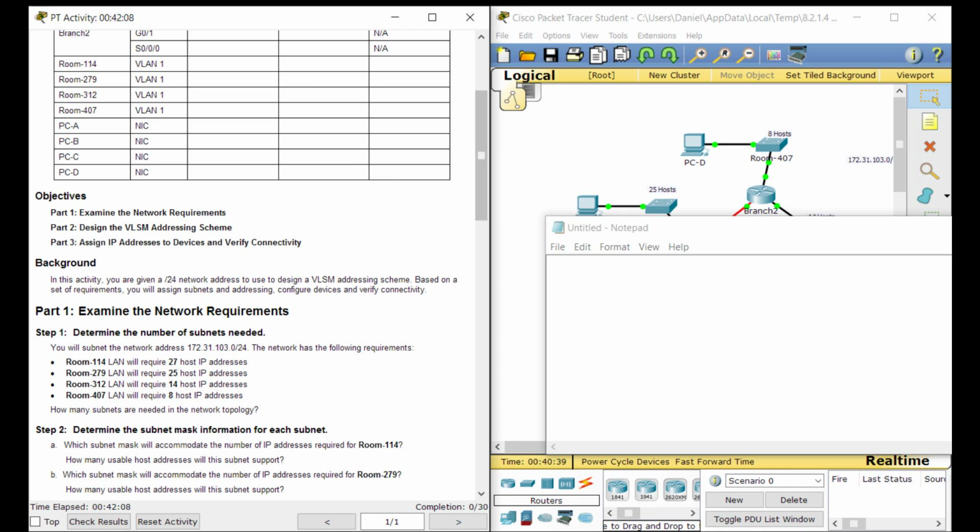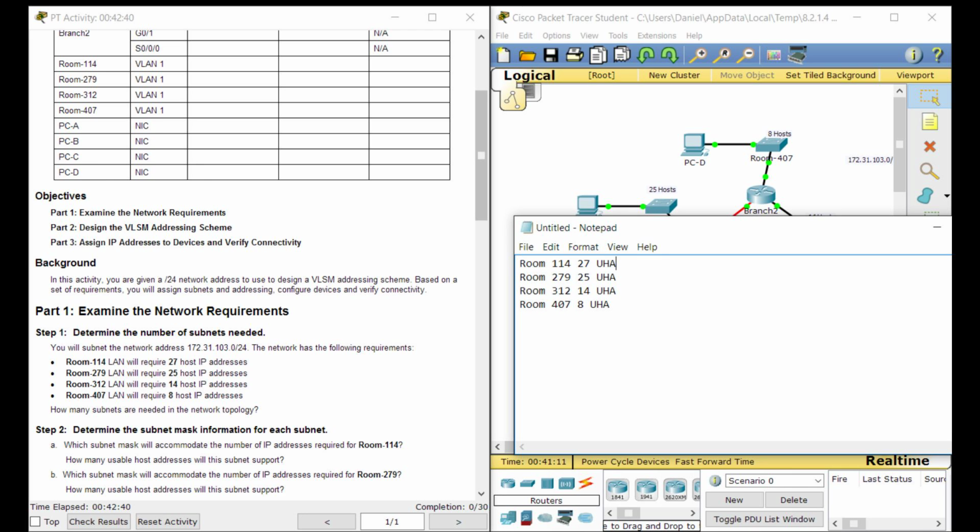We know that room 114's LAN is going to require 27 host IP addresses. So room 114 requires 27 usable host addresses. Room 279 requires 25 usable host addresses. Room 312 requires 14 usable host addresses. And finally, room 407 requires 8 usable host addresses.